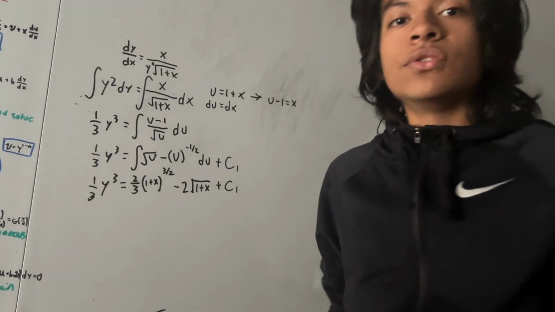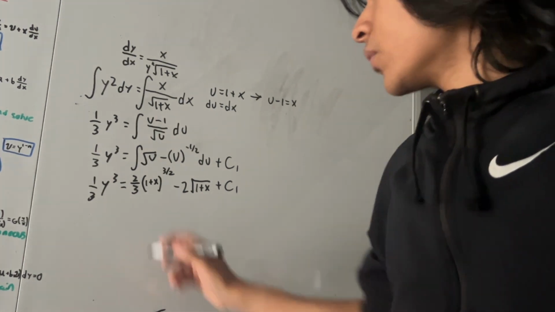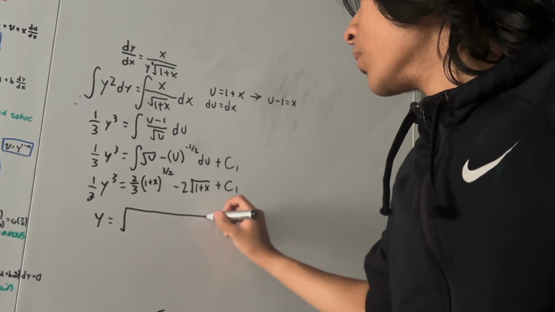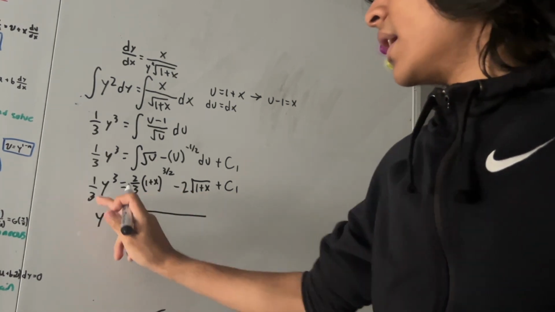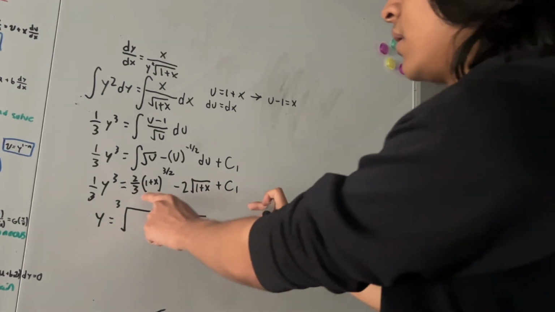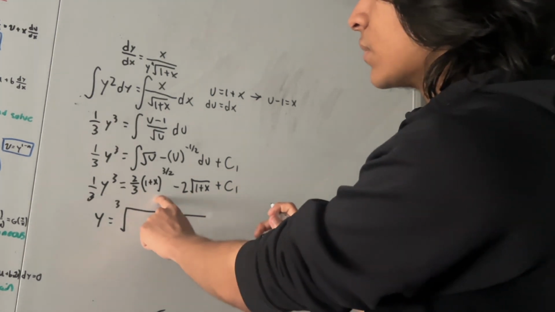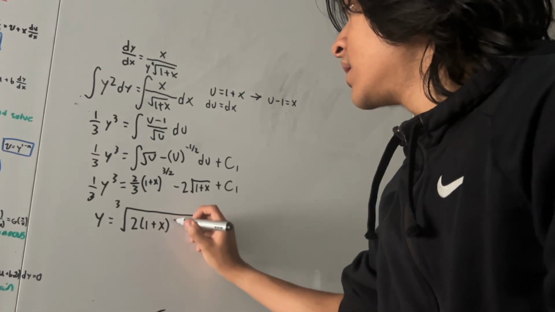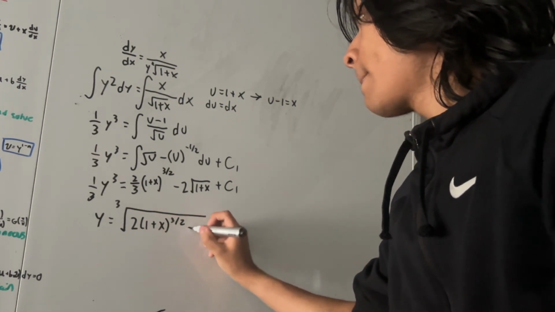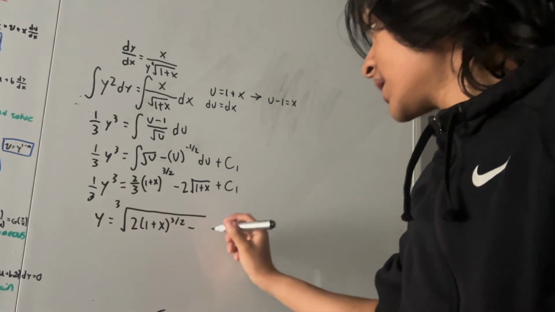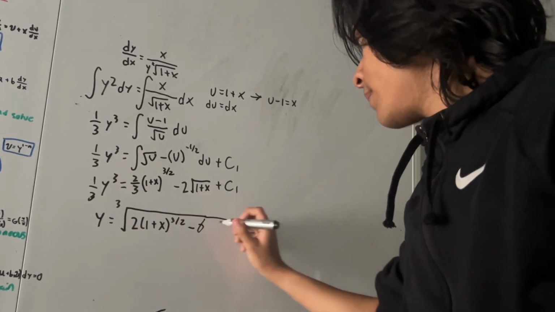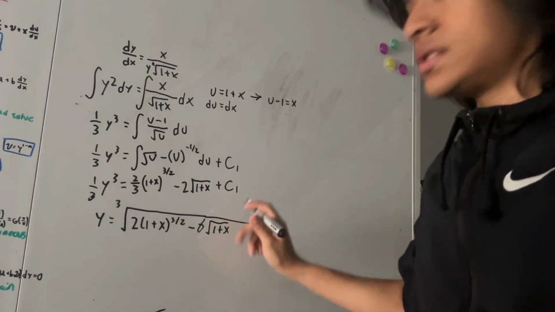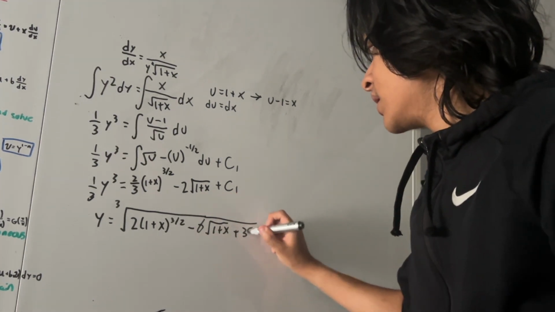And at this point what we can do is just solve for y. So when we solve for y, we get y is equal to the cube root, and then we're also multiplying 3 on all these terms right here. So on this one we're just going to be left with 2 times 1 plus x to the 3/2, minus 2 times 3, which is 6, times the square root of 1 plus x, and our constant, plus 3c1.